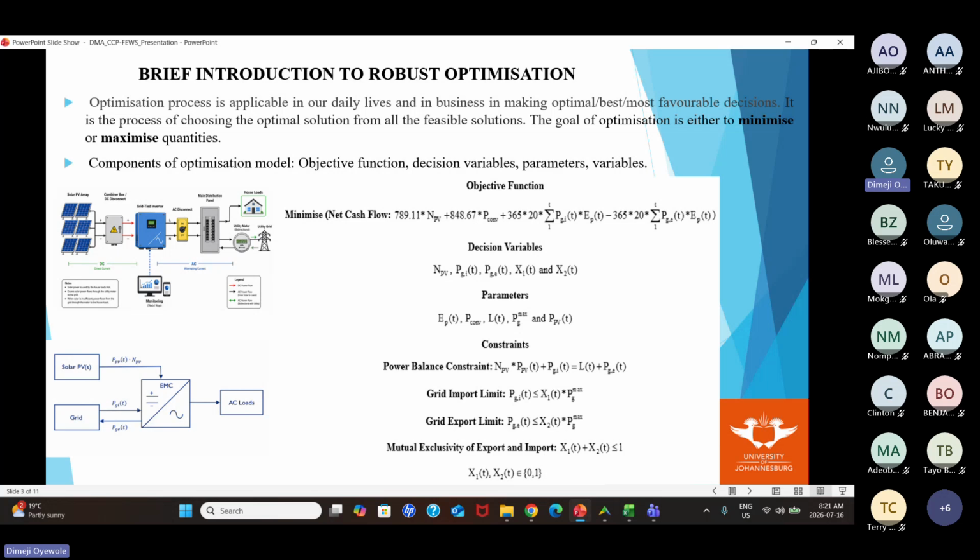So you have to understand your system. You have to know how your system works. And then when you understand the way your system works, you'll be able to mathematically represent the way it works, and you put it in the optimization model.